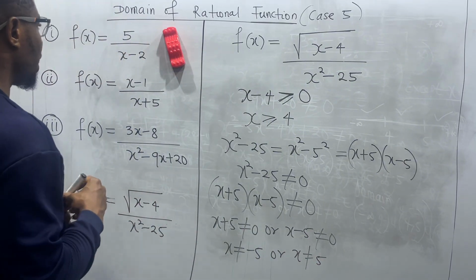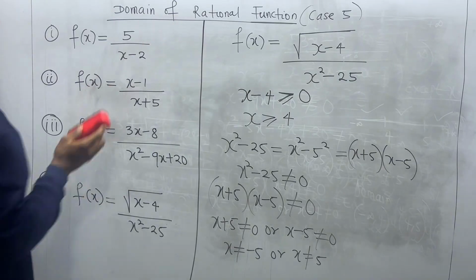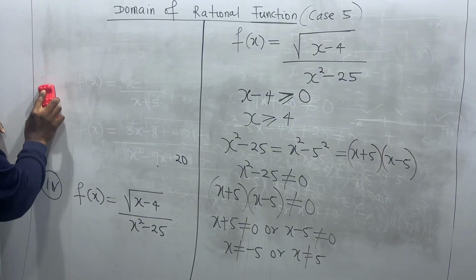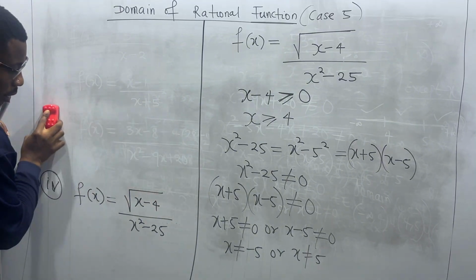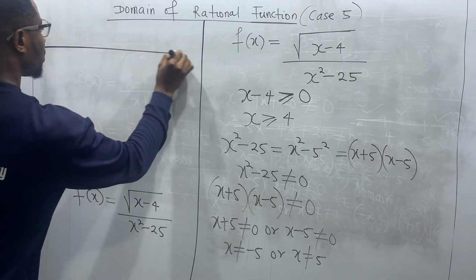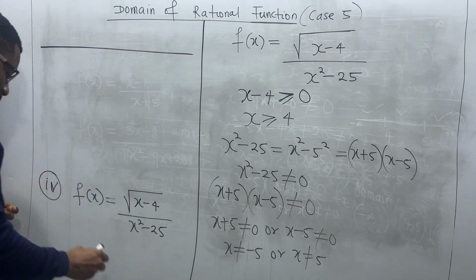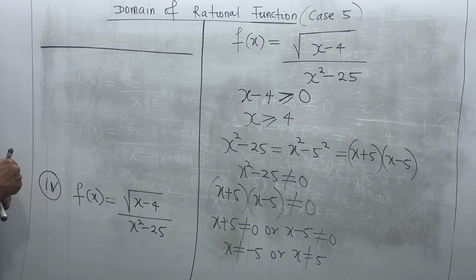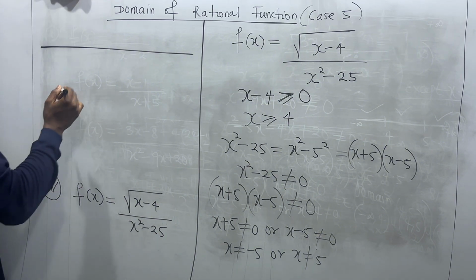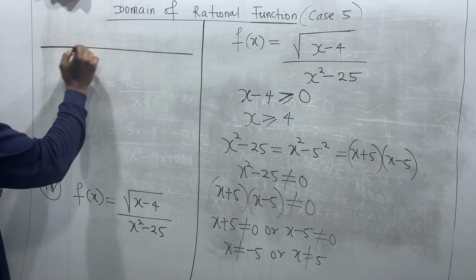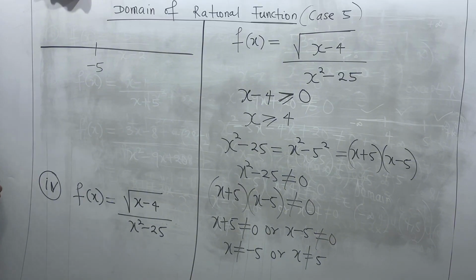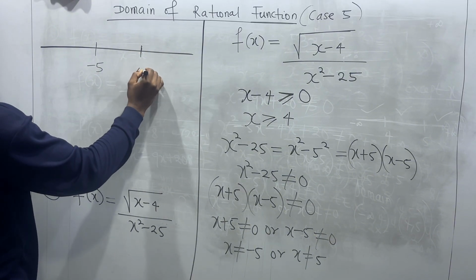So at this point in time, I think I can wipe off this side. From our number line, we'll make our final conclusion. So what we have here, remember we have 4. Let's write down everything we have. We have 4. We start with minus 5, so we start with minus 5 here. Then 4, 5.